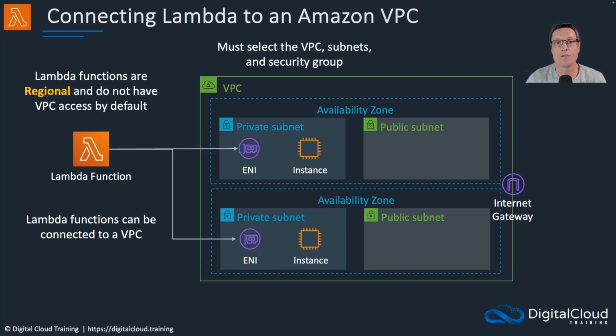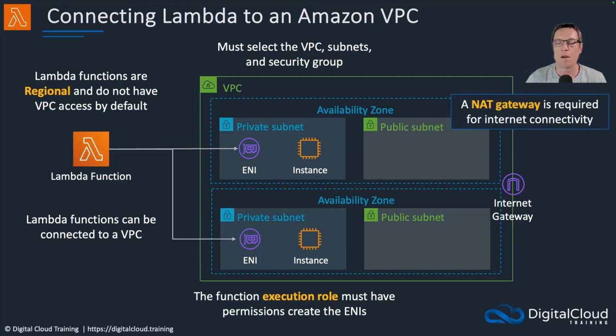You must select the VPC, the subnets, and the security group that those ENIs are going to utilize. The function role needs to have the relevant permissions, as I mentioned before. A NAT gateway is required for internet connectivity, so maybe your Lambda function needs to access these applications in the private subnet, but maybe it also needs to check on the internet, call an API, download something, or some other operation. In that case, you need a NAT gateway for the function to now be able to route out of the VPC and back out to the internet.